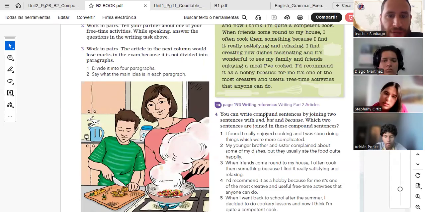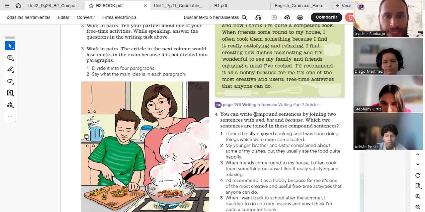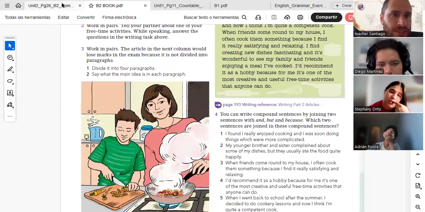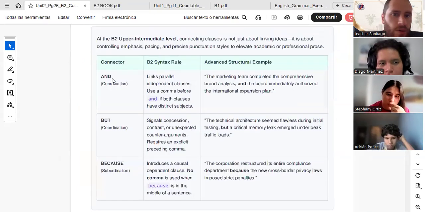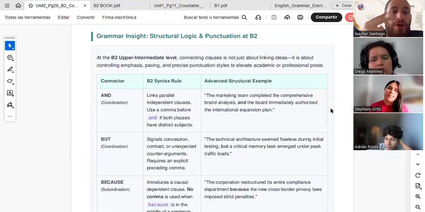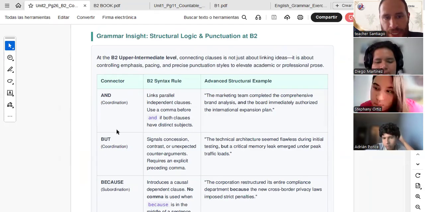You can write compound sentences by joining two sentences. So a compound sentence is a sentence created with two sentences, with and, but, or because. Which two sentences are joined in these compound sentences? But first of all, let's check the explanation. Compound sentences. So, in summary, we join two sentences to create a compound sentence. So we use connectors like and, but, or because, at least for this explanation.